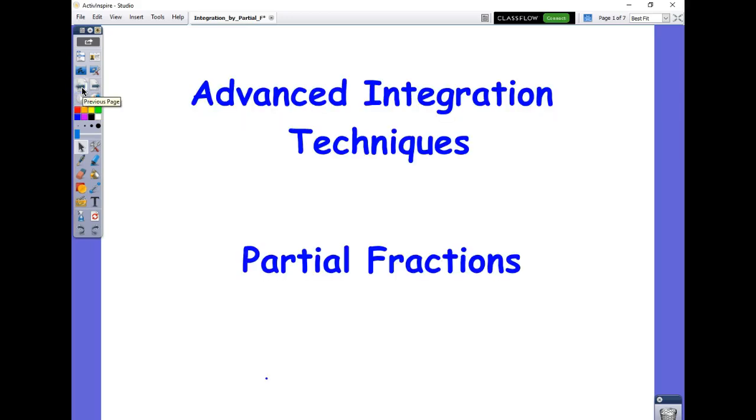Today we are going to talk about the last and final advanced integration technique that we really have to worry about, and that's going to be the integration technique of partial fractions.